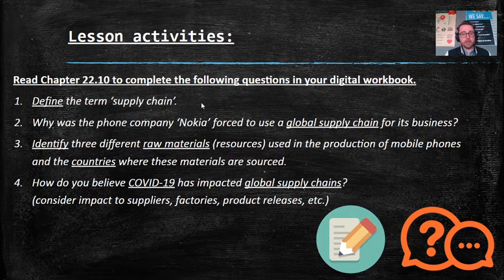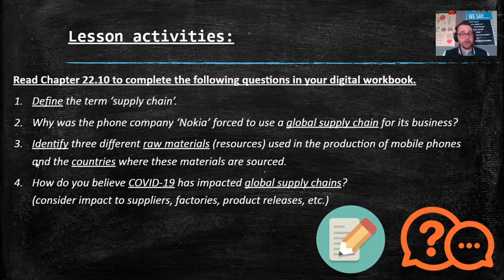Question 2. In chapter 22.10, they talk about the phone company Nokia, which might be a bit old for you young bloods, but that used to be a big phone company. And why was the phone company Nokia forced to use a global supply chain for its business? So before they started to be this big phone company, they used to make everything in one location. But they were forced to use a global supply chain. Why? Go find that for question 2.